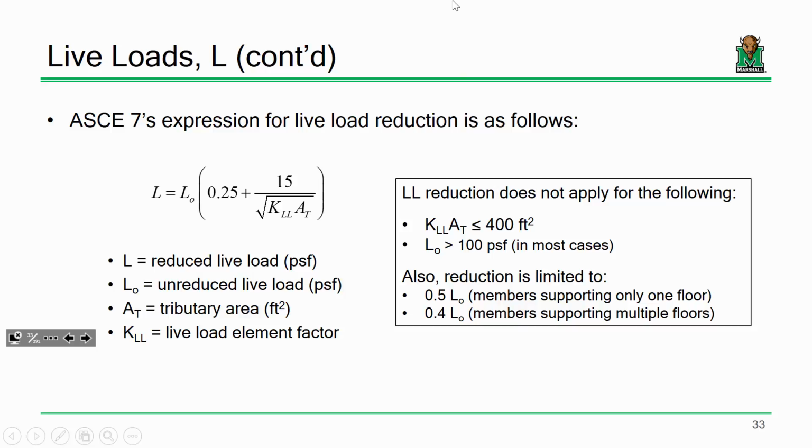Regardless of whatever you compute in live load reduction, you can't reduce it below 50% for typical floor beams or 40% for typical columns. So if I'm designing a floor beam and the original load is, let's say, 100 PSF, I could only go down to 40. I couldn't go lower than that. Does that make sense? Everybody okay with that?